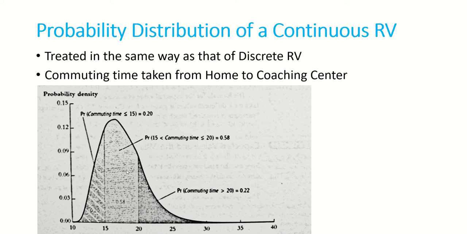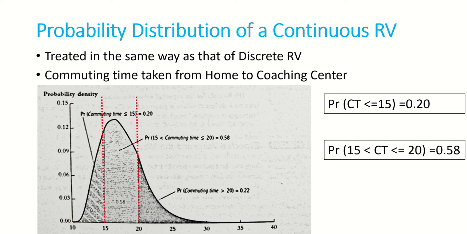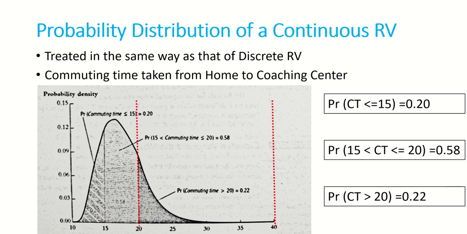Meaning, let's say the event can be, what is the probability that the commuting time is less than or equal to 15. Basically the range here, or interval here, is between 0 and 15 minutes. So let's say the probability is 0.2. Another range can be, what is the probability that the time is between 15 and 20. And then another range can be, what is the probability that the commuting time is greater than 20. So for all these cases, if you add up the probability, it sums up to 1.